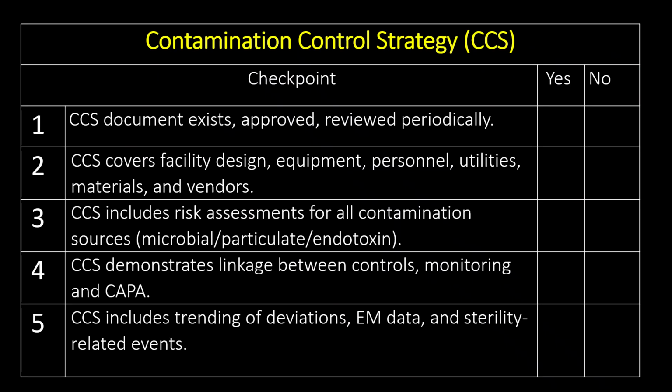For contamination control strategy, that is CCS. CCS document exists, approved and reviewed periodically. CCS covers facility design, equipment, personnel, utilities, materials, and vendors. CCS includes risk assessments for all contamination sources, that is microbial, particulate, or endotoxin. CCS demonstrates linkage between controls, monitoring, and CAPA. CCS includes trending of deviations, EM data, and sterility-related events.